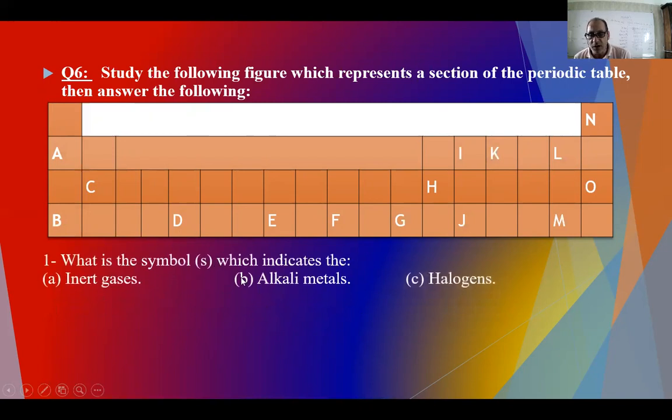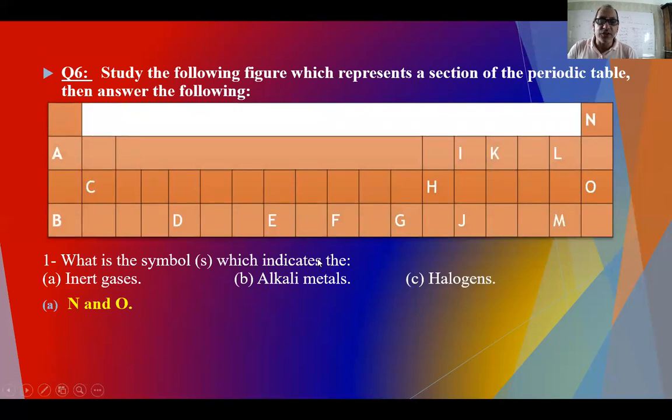What are the symbols which indicate the following? Inert gas, which is supposed to be group 0. We have here N and O. It's not nitrogen, by the way, it's just random symbols. So N and O in group 18 or group 0 are the inert gases.